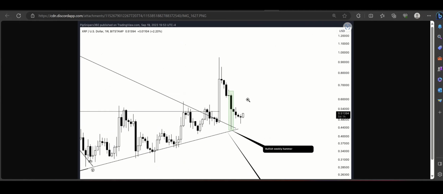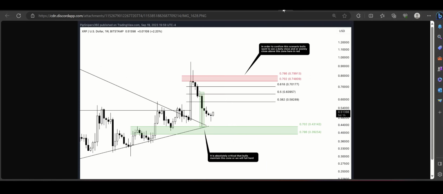Okay, now if we look a little closer on the 1-week chart, you have a bullish weekly hammer highlighted in green. Now, it is absolutely critical that bulls stay above this green zone. Because let me tell you something, if bulls lose this green zone over here, then it will not be good for XRP. We will most definitely, not financial advice, of course, if we break this 786, head for those lower targets. So bulls want to see us stay above this green zone.